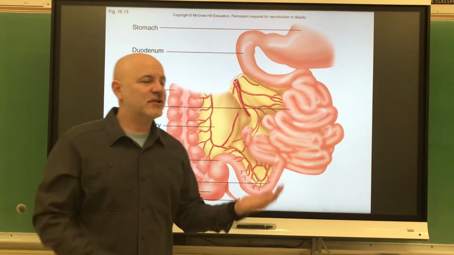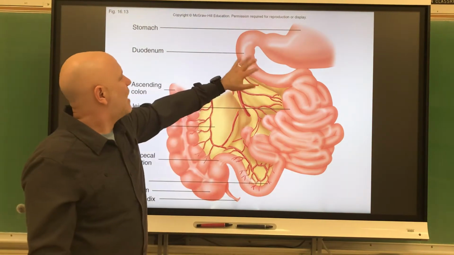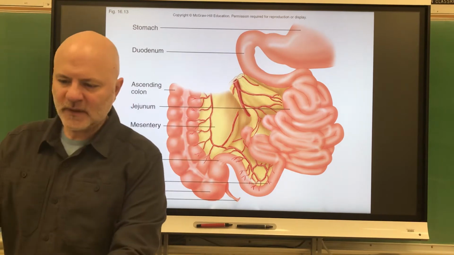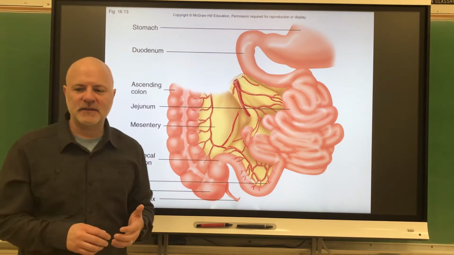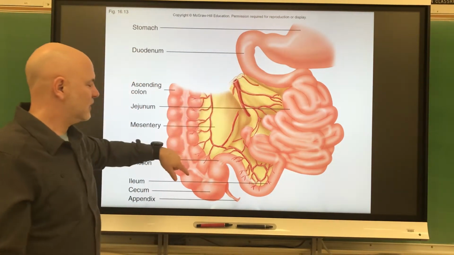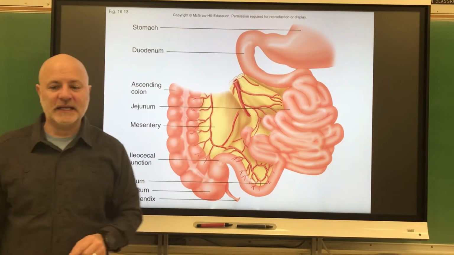Now let's get back to the alimentary canal, and our next stop along the alimentary canal is the small intestine. So the small intestine is a tubular organ that extends from the stomach to the large intestine. So here's the stomach, here's the large intestine. It's about 20 feet in length.